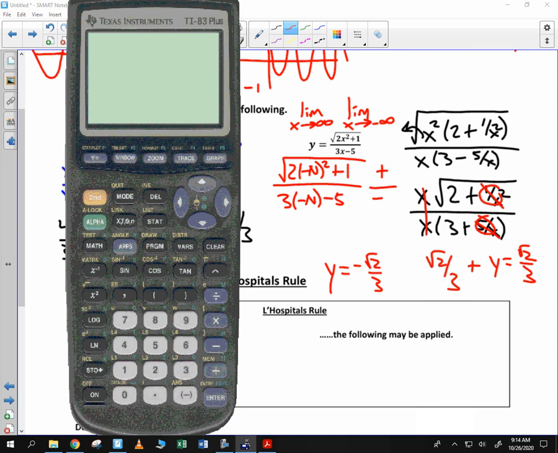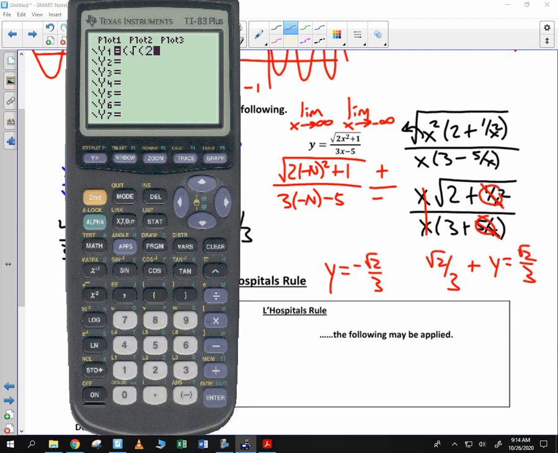If you don't believe me, check out your graphing calculator so you can see. It's always good to just plug in those values to see what's happening. Anytime you get the square root, funky things happen with the positive and negative. I have the square root of 2x squared plus 1. And I'm going to divide that by 3x minus 5.